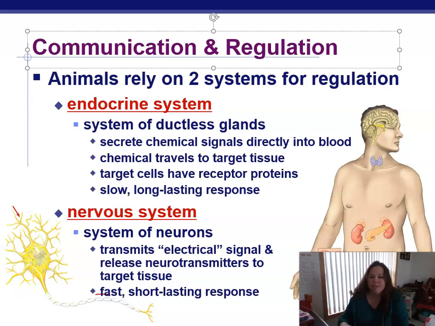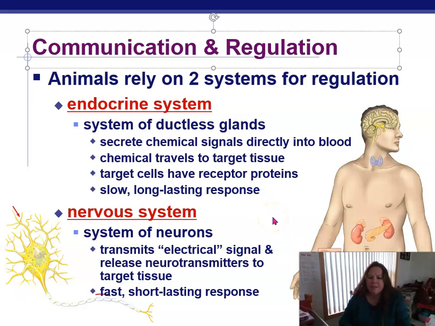Endocrine system signals seem to be a little bit more slow and long lasting. Like for instance, think about puberty, the pituitary releasing chemicals into the blood, and how long puberty takes. Sometimes I think puberty takes forever, but it seems to be a slow and long-lasting response, but not always, since like the adrenal glands, when they release the hormone epinephrine or adrenaline, that's a very fast-acting response.